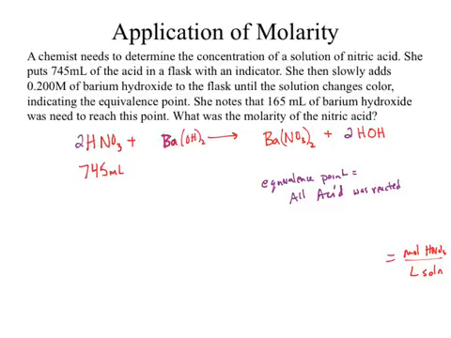We've got our barium hydroxide, which I'll show as a purple value. We've got the volume, 165 milliliters, 0.200 moles per liter. The last bit of information that we've got there is our equivalence point.